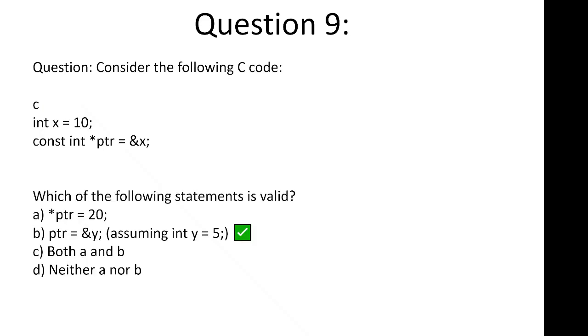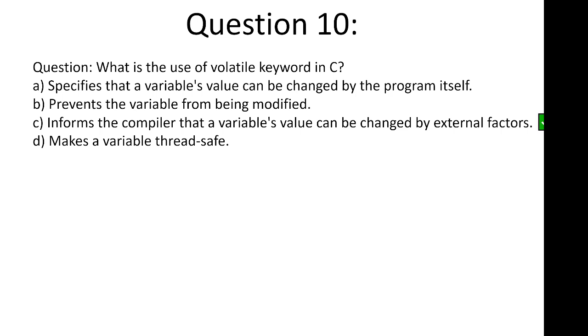So the right answer is 2. Consider this code. You are declaring the variable x with 10, and you have a constant pointer pointing to the variable, and it will store the address of x. So here you are going to get pointer is equal to address of y. That's assuming a valid statement. If you are taking the other one, the second option is the right answer.